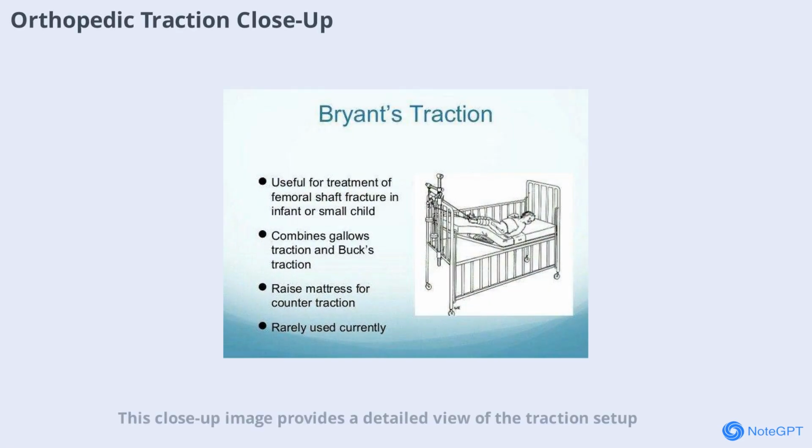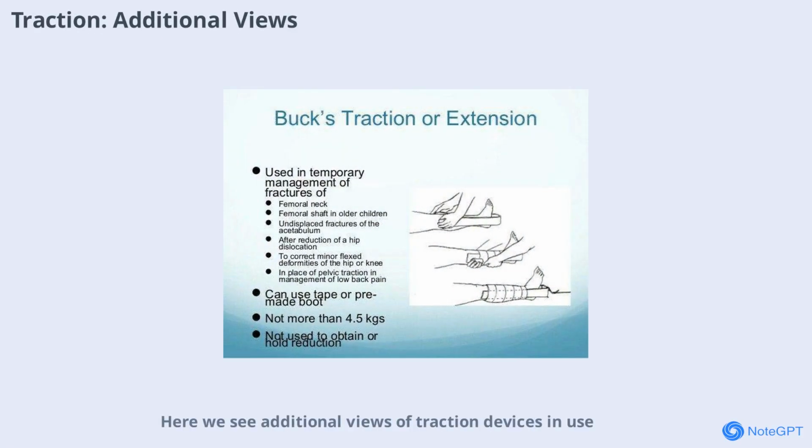This close-up image provides a detailed view of the traction setup. The weights and pulleys are carefully calibrated to provide the right amount of force, ensuring proper bone alignment without causing additional injury. Regular assessment and adjustment are necessary to maintain effectiveness and prevent complications such as pressure sores or nerve damage. Here, we see additional views of traction devices in use.